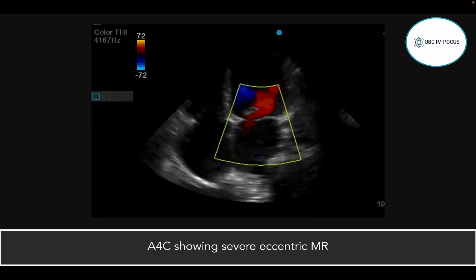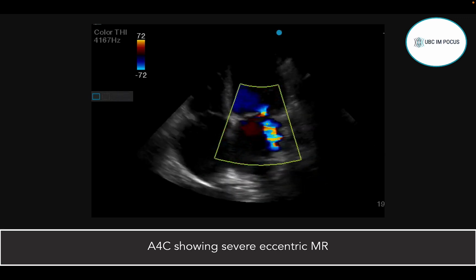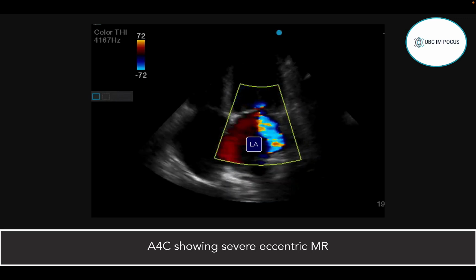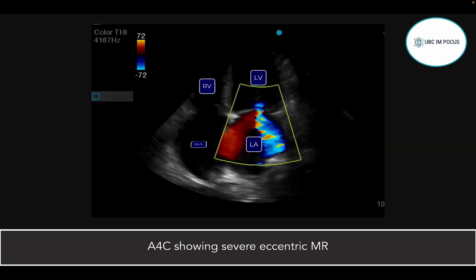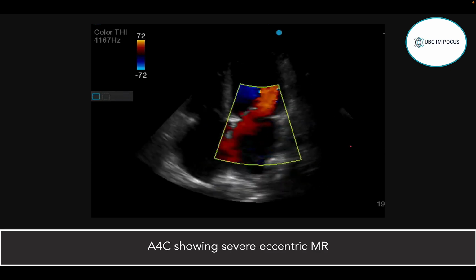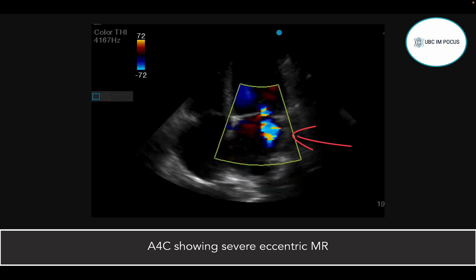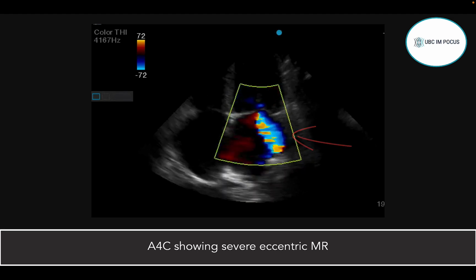This is some more color. Again, blue is blood going away from the probe. We have left atrium, left ventricle, RV, RA. And the impressive finding here is that blue jet of blood going back through the mitral valve into the left atrium. So this is mitral regurgitation.